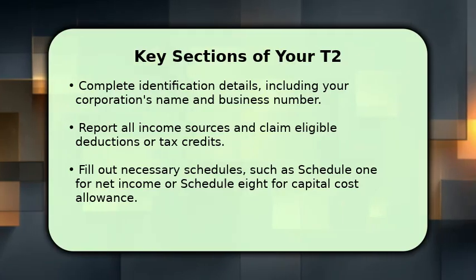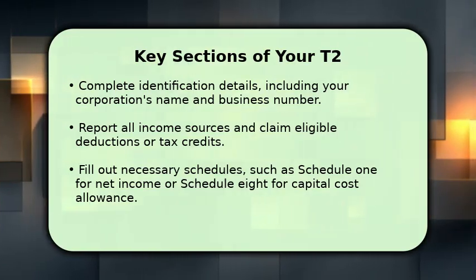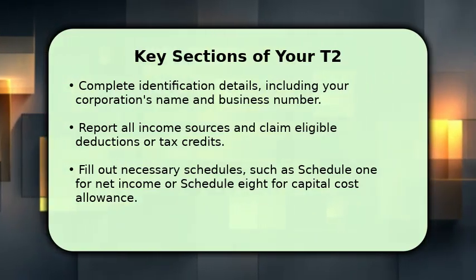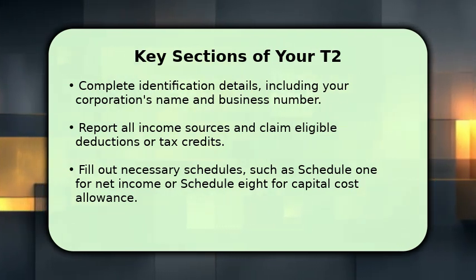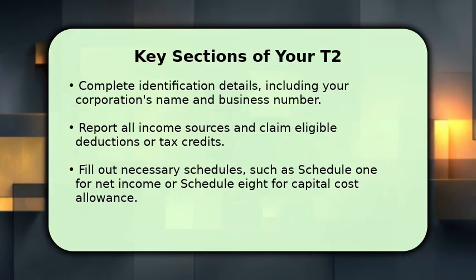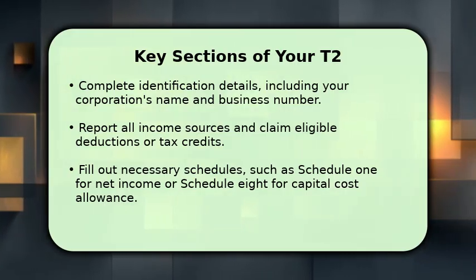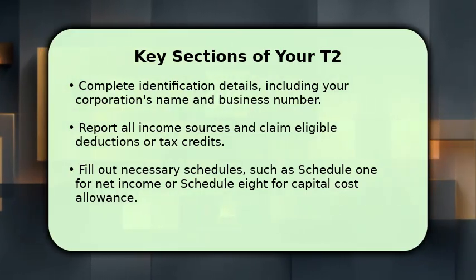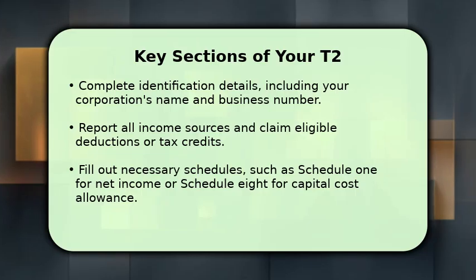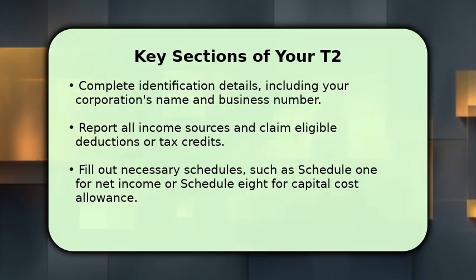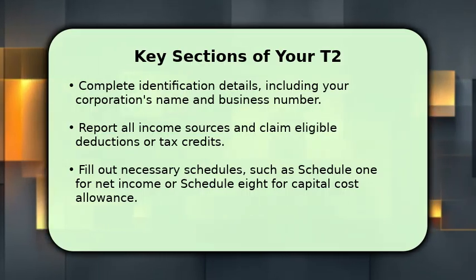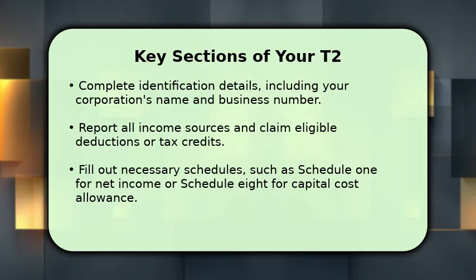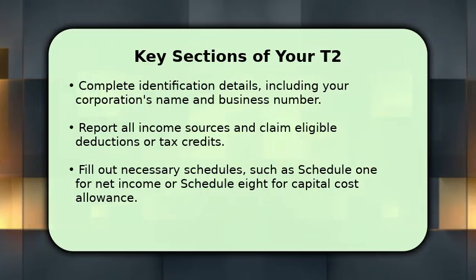When completing your T2 return, start by filling in your corporation's identification details, such as its legal name and 9-digit business number. Then, accurately report all income sources and claim every eligible deduction or tax credit your corporation qualifies for. You will also need to complete various schedules, like Schedule 1 for net income or Schedule 8 for capital cost allowance, based on your specific business activities.